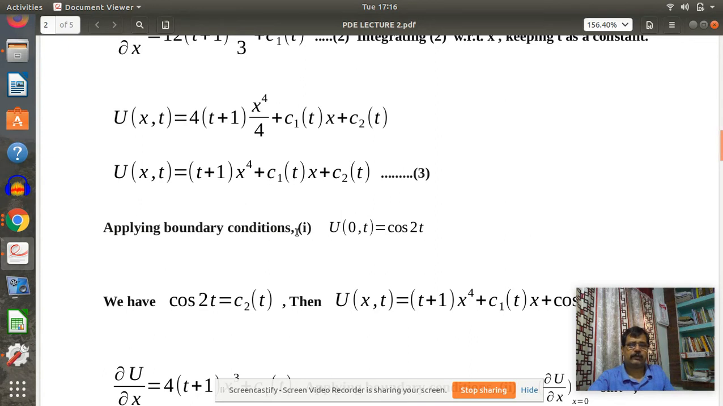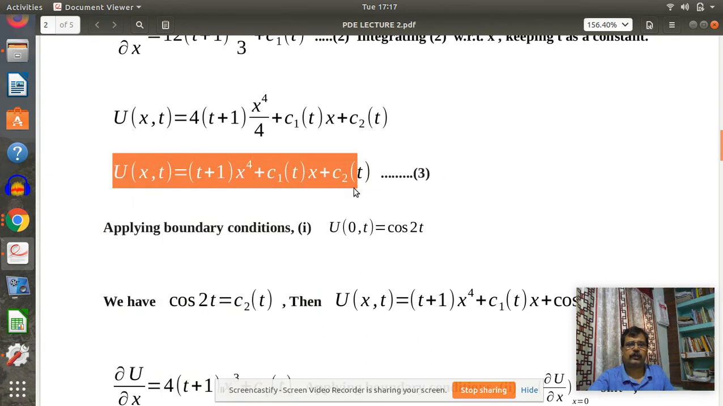Initially we apply the first boundary condition, that is u(0,t) = cos 2t. That is, the value of u at x = 0 is cos 2t. That is the first condition. So I am applying the boundary condition on equation 3. This is our expression for u(x,t). So I am applying boundary condition 1 on this equation.